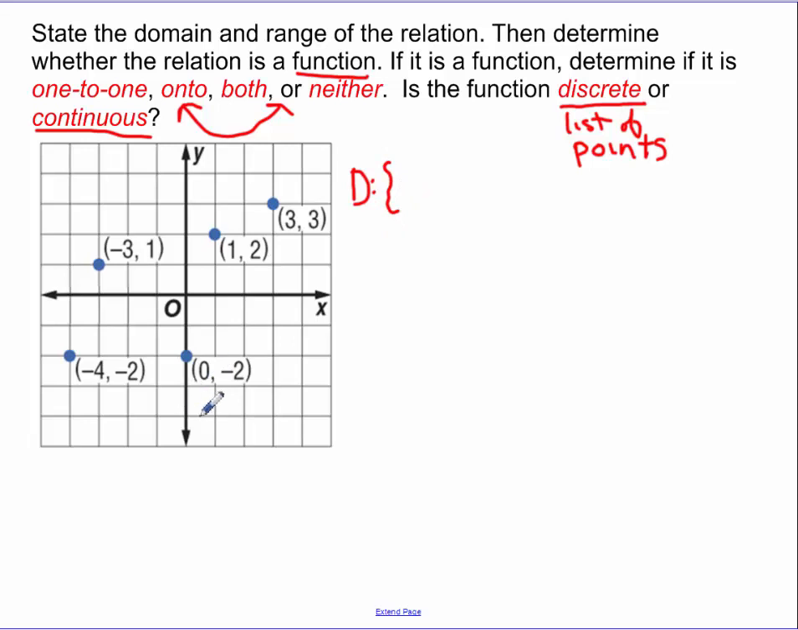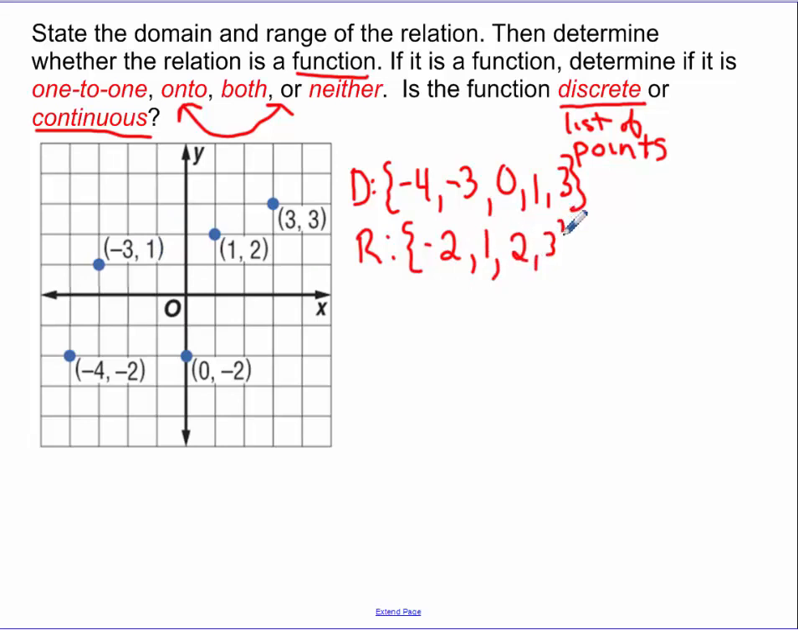Okay, so the domain is all of the x values, and put those in numerical order for me. So -4, -3, 0, 1, and 3. Our range. Okay, let's also put those in numerical order. So -2. Our next one would be 1. Then we have 2, and we have 3. Okay, so just as a reminder, domain is the x's, range is our y's.